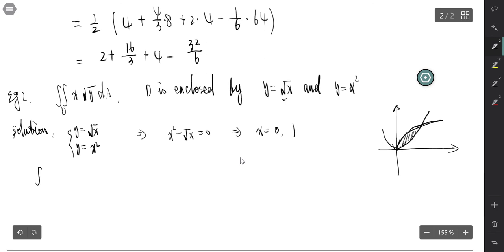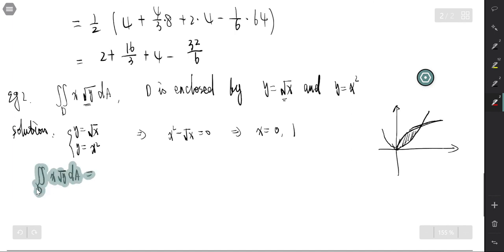So we choose x first because there's square root y. X square root y dA. We integrate. Maybe x first, or y first, may be easier. We can write the domain D is (x, y) with x from 0 to 1.